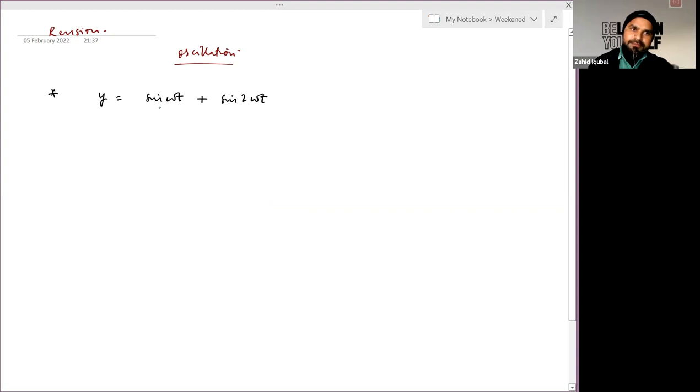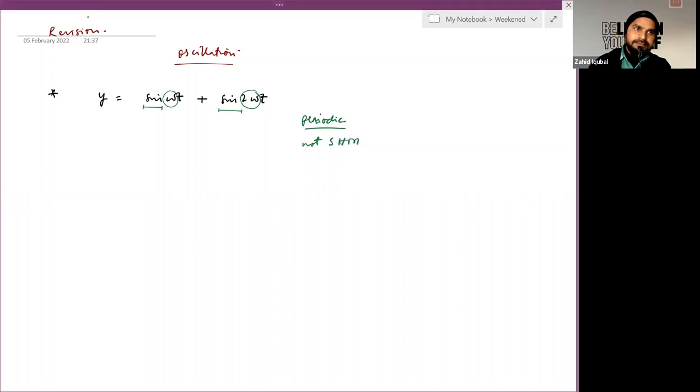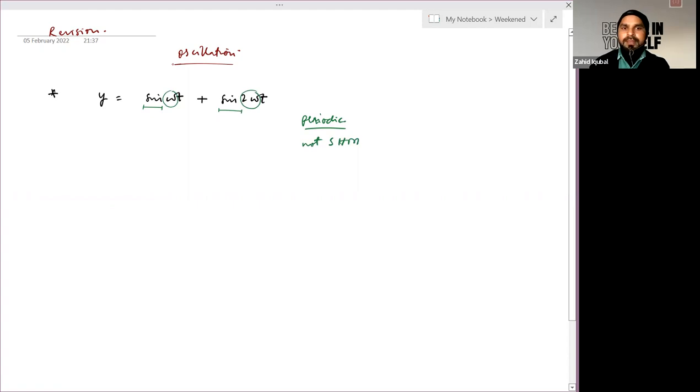You will say in this part, since we have sine function and sine function, it will be periodic. But for SHM, this part and this part should be equal, which is not the case here. So we can say this is periodic, but not SHM. You may prove this by differentiating it twice.